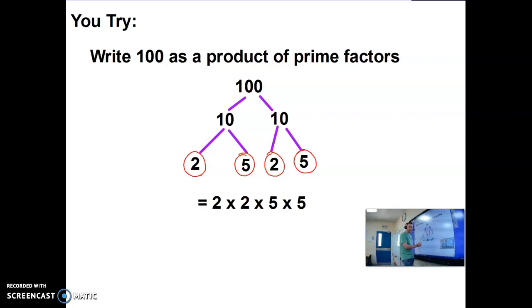I like to put these in order from smallest to largest. It's easier to compare them to other products of primes when we do that. And if we tidy that up, 2 squared times 5 squared.